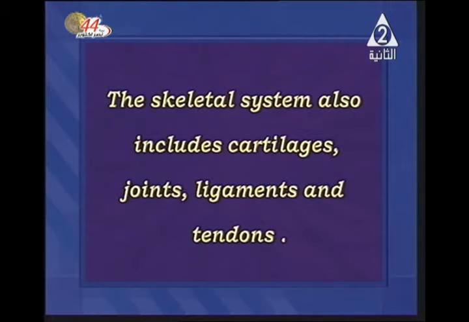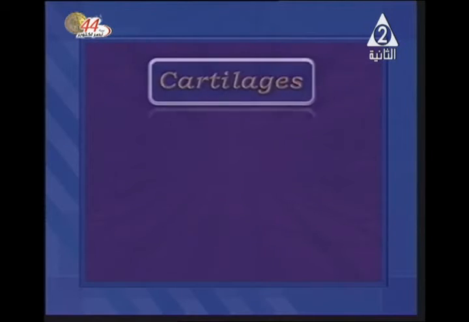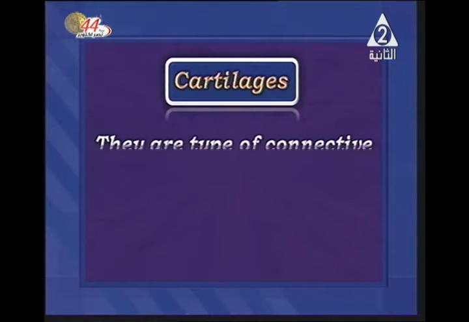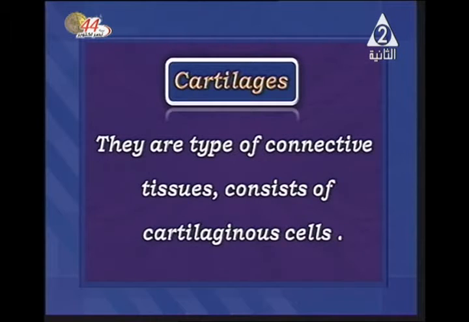The skeletal system also includes cartilages, joints, ligaments, and tendons. Let's study each one of them in detail. What does it mean? Cartilage, joint, ligament, and tendon. Okay, let's start with the cartilage. Cartilages are a type of connective tissue, a strong connective tissue, consisting of cartilaginous cells.